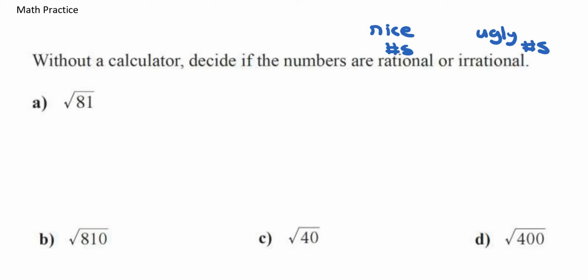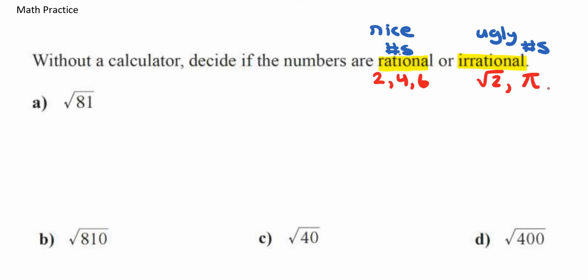Let's start the homework questions on section 1.4. For the first question, without a calculator, I need to decide if the numbers are rational or irrational. Rational numbers are kind of like your nice numbers, like 2, 4, 6. And irrational numbers, I call them ugly numbers. They're numbers where you can't really predict the decimal expansions. Numbers like root 2 and pi. Those are examples of irrational numbers.